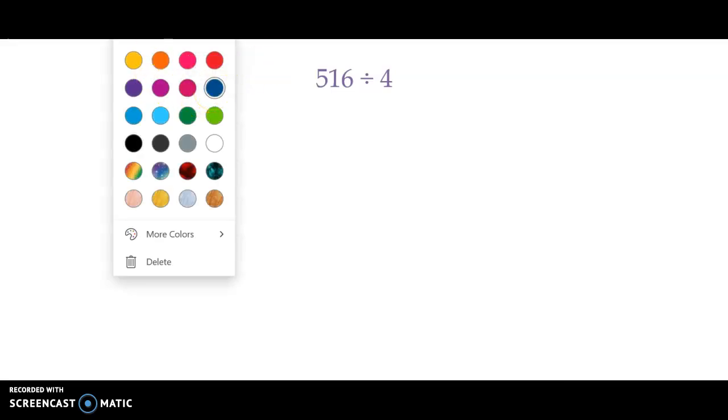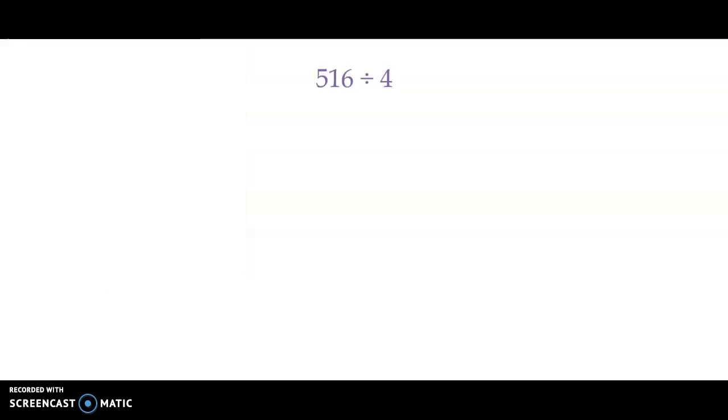Today I'm going to show you how to use the partial quotient method to divide. So I'm going to take my 516 and I am dividing it into 4 equal groups. So over on my right I'm going to make my 4's tower to help me because I know that division is the inverse of multiplication.